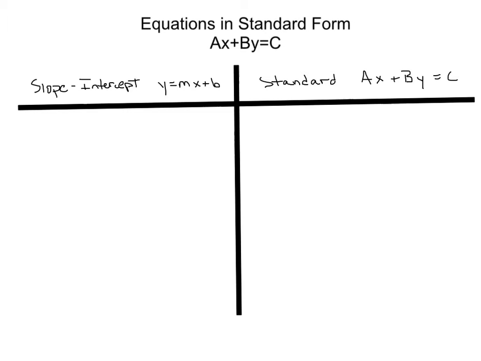We're going to look at a different form of an equation. So we've already looked at slope-intercept form, y equals mx plus b, and that's one way to write an equation for a line. Now we're going to look at another one, which is called standard form. And standard form is ax plus by is equal to c.